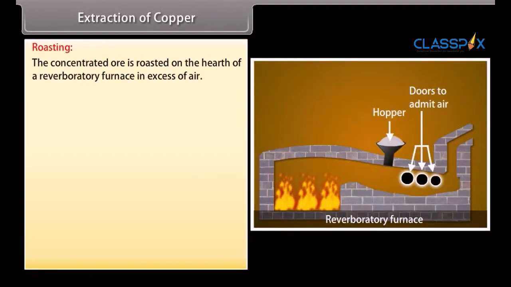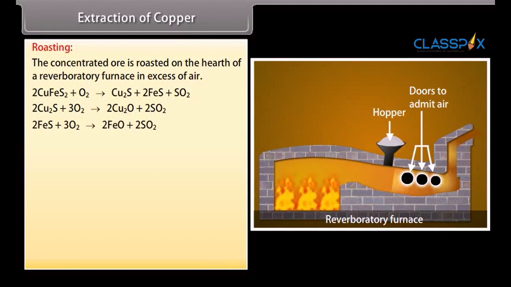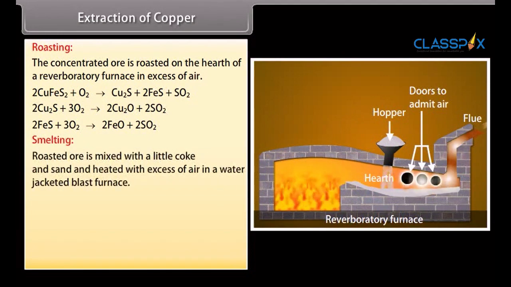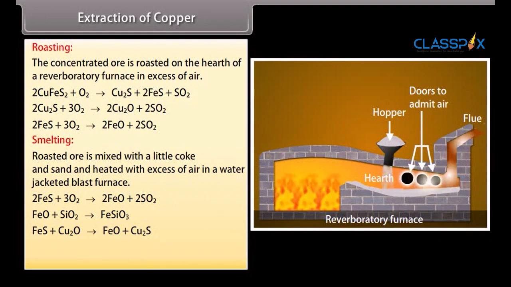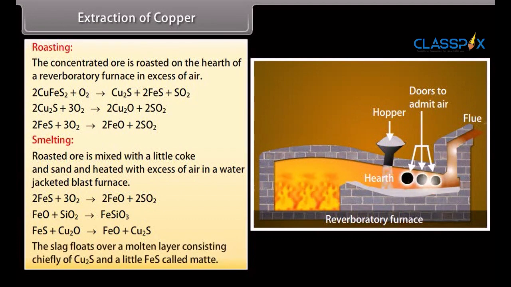Roasting. The concentrated ore is roasted on the hearth of a reverberatory furnace in excess of air. Smelting. Roasted ore is mixed with a little coke and sand and heated with excess of air in a water-jacketed blast furnace. Most of the remaining iron sulfide is converted into oxide, which reacts with silica forming fusible slag of iron silicate. The slag floats over a molten layer consisting chiefly of Cu2S and a little FeS, called matte.